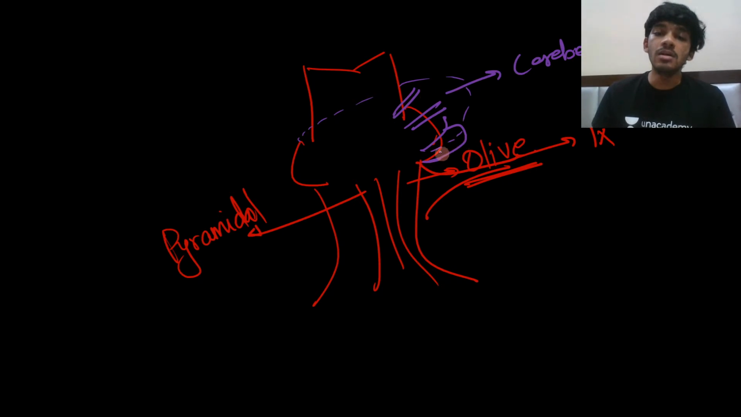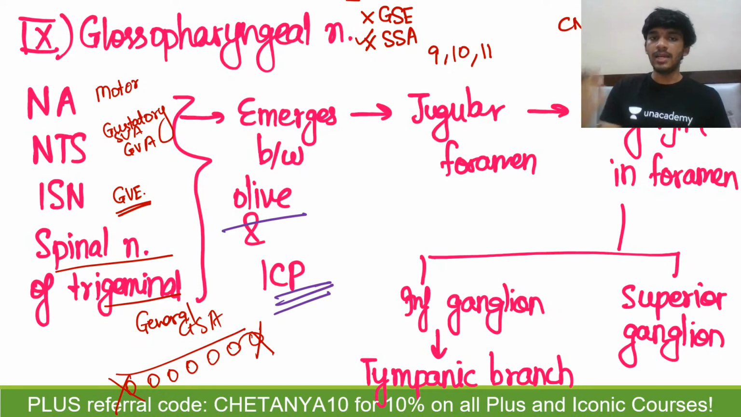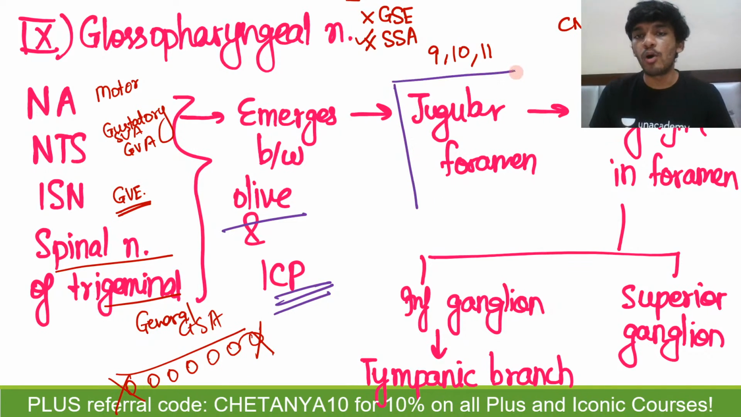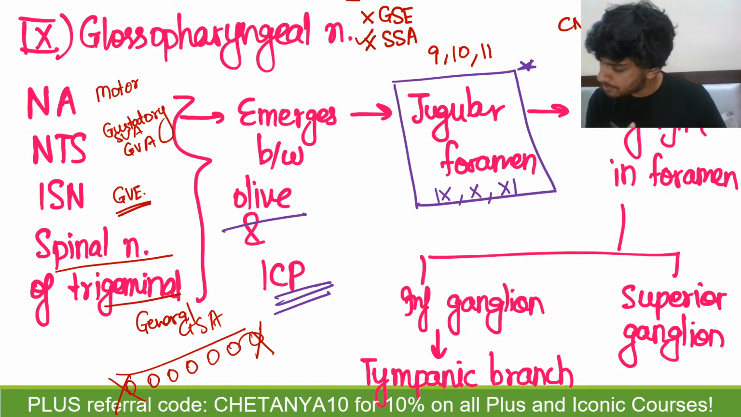So now this becomes the junction between the olive and the inferior cerebellar peduncle, where this nerve emerges. Then it goes posteriorly into what is known as the jugular foramen. So jugular foramen, very important. We will also do the contents of the jugular foramen today, right? So you should remember the 9th, 10th and 11th nerves pass through the jugular foramen, not the 12th. Okay.